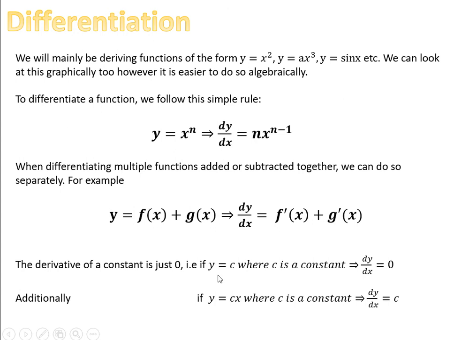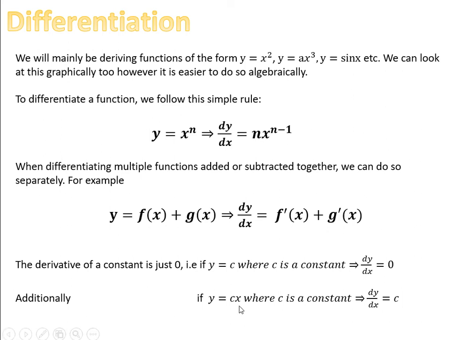The derivative of a constant, so if we just had 1, 2, 3, 4, just a number basically, where there's no x attached. In other words, if y equals c, where c is a constant, then the derivative will equal 0. So the derivative of 1 is 0. The derivative of 7 halves is 0. The derivative of minus 0.3 is 0. If it's just a number, just a constant, then the derivative is 0.